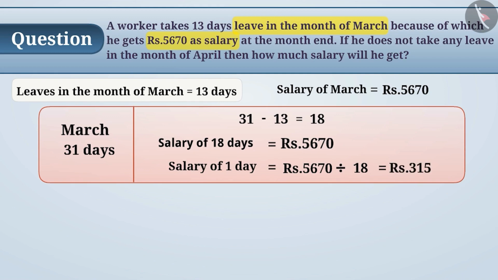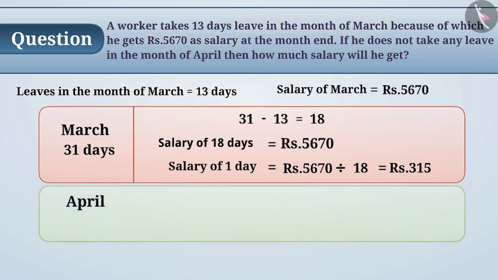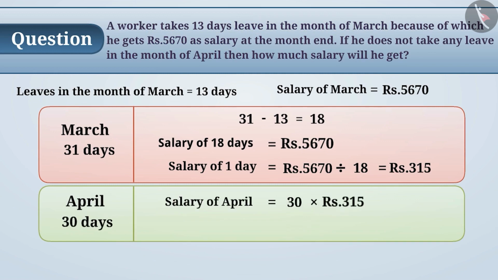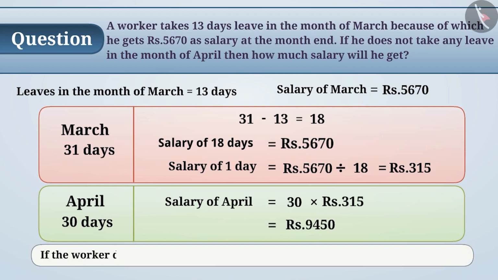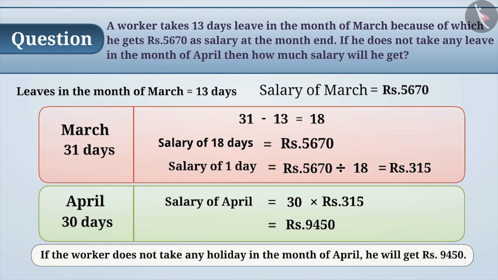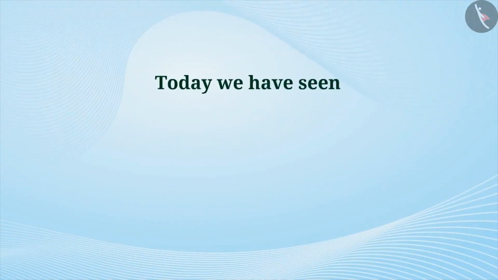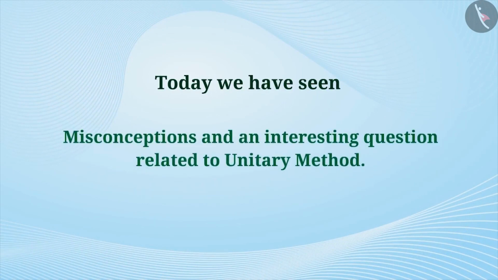Since we know the salary of the worker per day, we find the salary of April. There are 30 days in the month of April. Thus, April's salary is equal to 30 into 315, which is equal to rupees 9,450. That means if the worker does not take any holiday in April, he will get a salary of rupees 9,450. Today, we have seen some misconceptions and an interesting question related to unitary method.